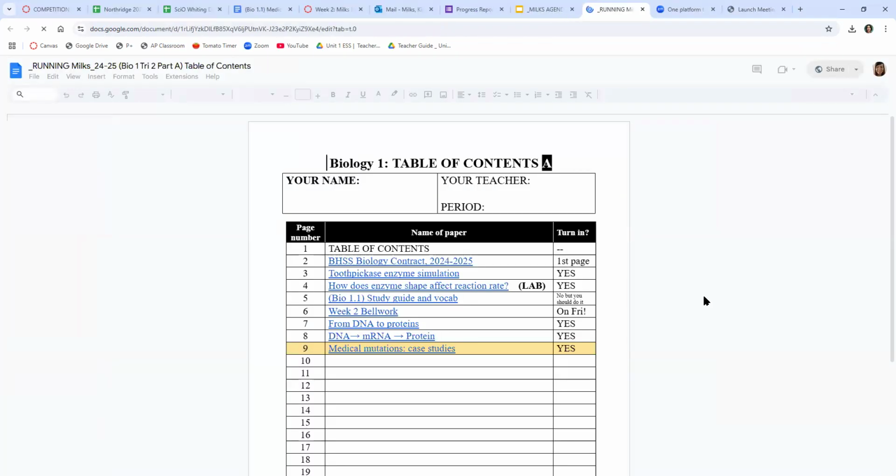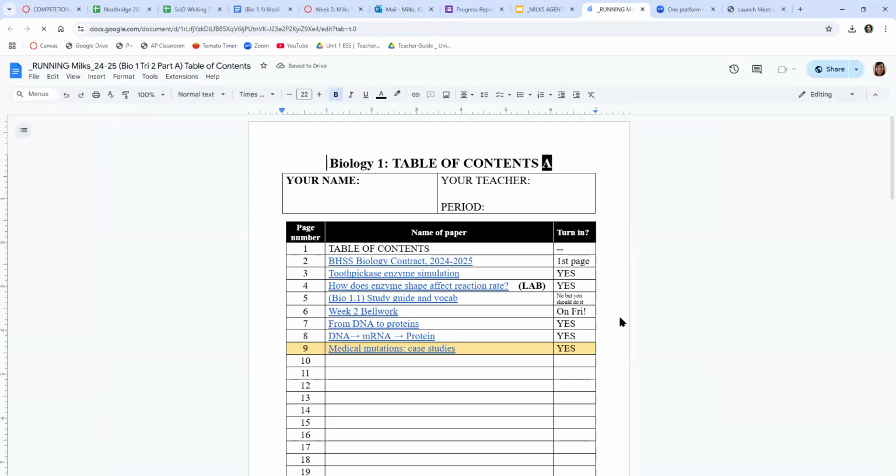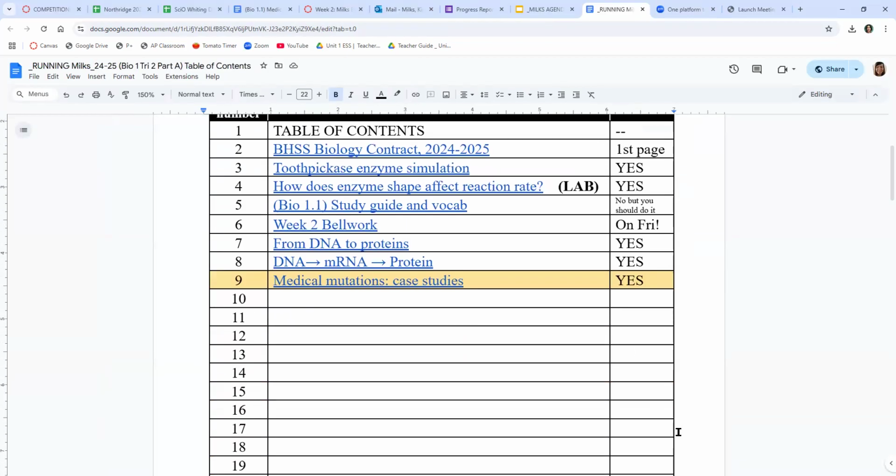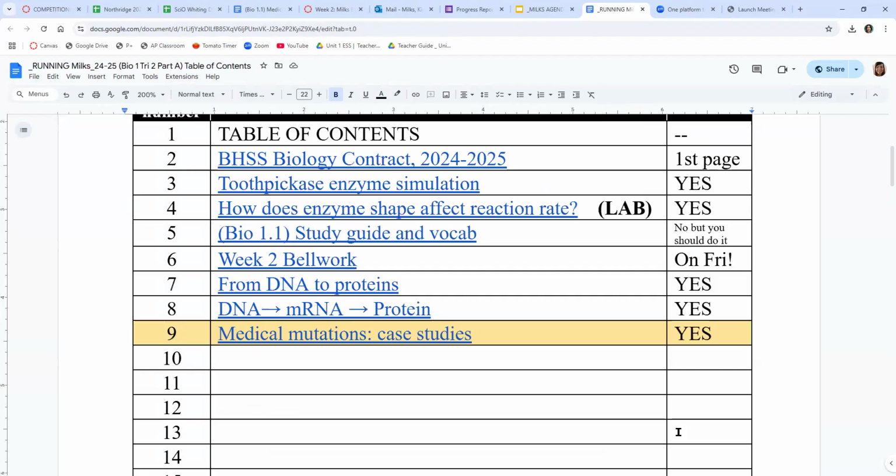All right, let's go ahead and check our colorful table of contents page. If you look here, you'll see we've got one new entry. It's page 9, and it says Medical Mutations Case Studies.